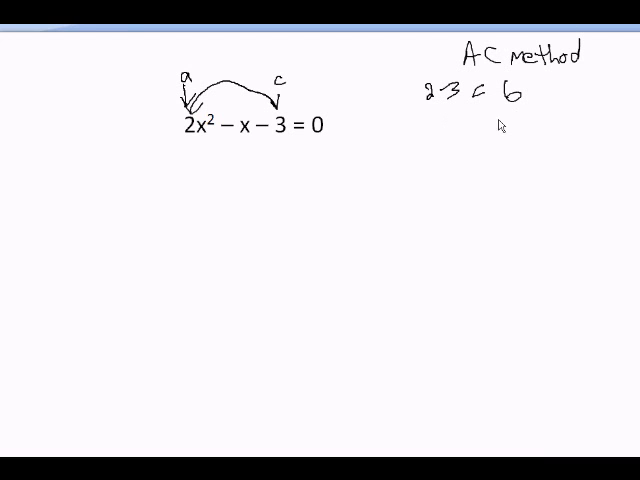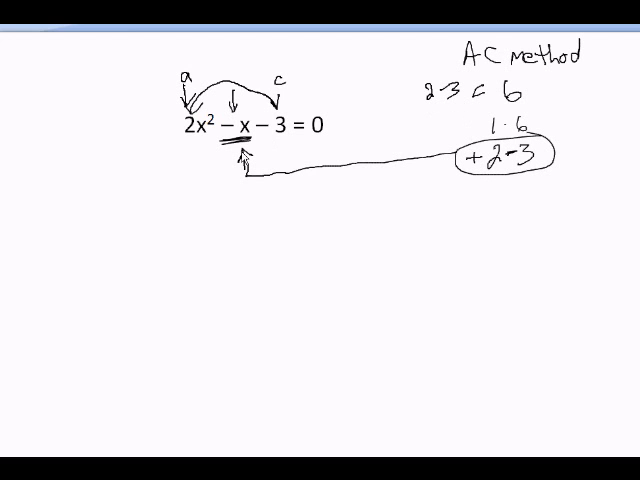Find all pairs that multiply to get 6: 1 times 6 and 2 times 3. The middle term is negative 1. How do I turn one of these pairs into a negative 1? If I put a negative 3 and a plus 2, when you add them together, I get a negative 1.